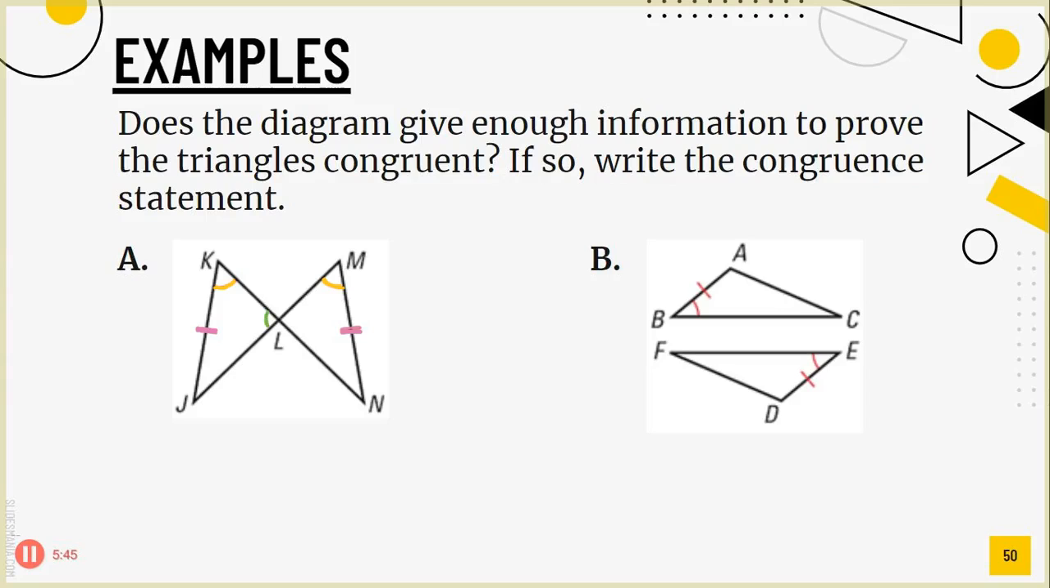So in this picture, angle KLJ is congruent to angle MLN because they are vertical angles. So since those are vertical angles, we can mark those congruent.